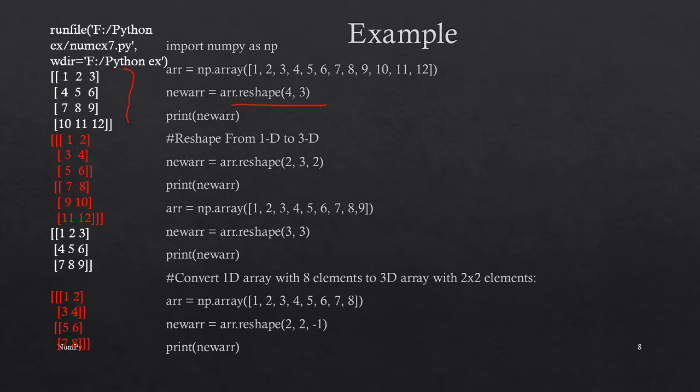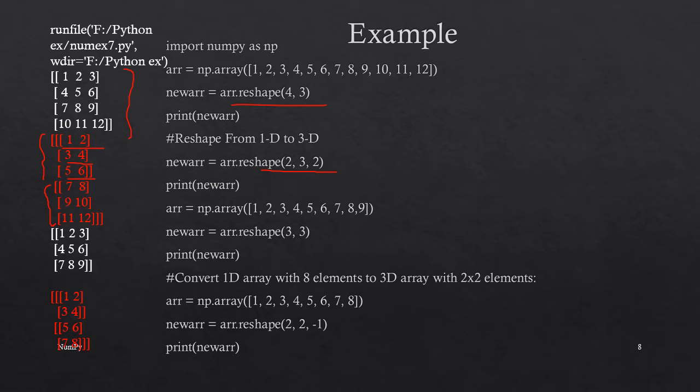See the output. In the next case, we are reshaping a one-dimensional array to a 3-dimensional array, with parameters 2, 3, 2. That means the outermost array consists of 2 arrays. These are the 2 arrays. And what is inside? There are 3 arrays with 2 elements each. That's the purpose of the 3 parameters: the dimension of the outermost array, then the innermost array, the number of elements in each array.